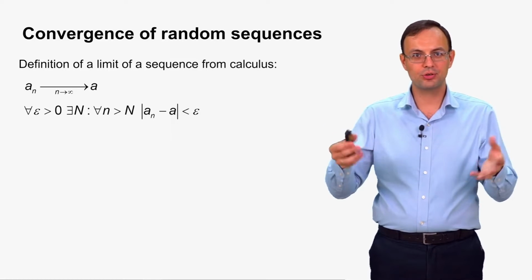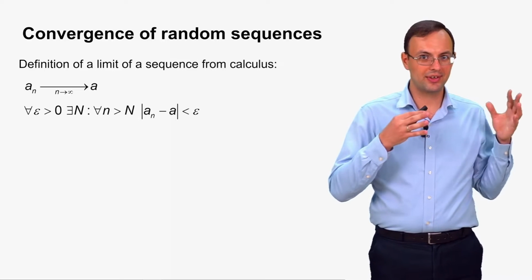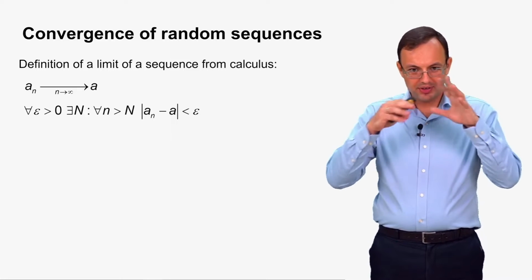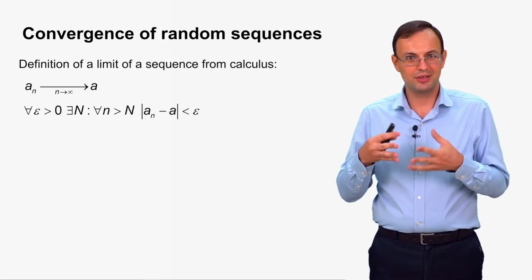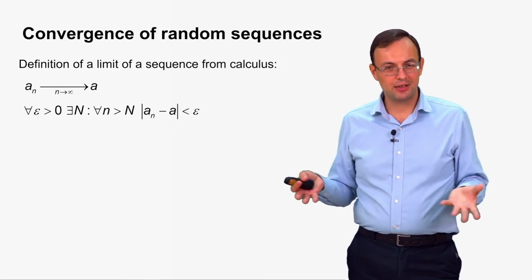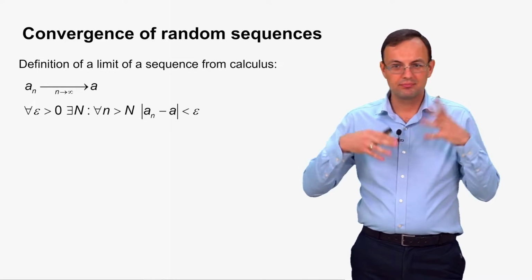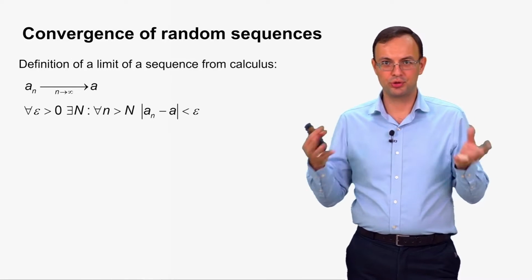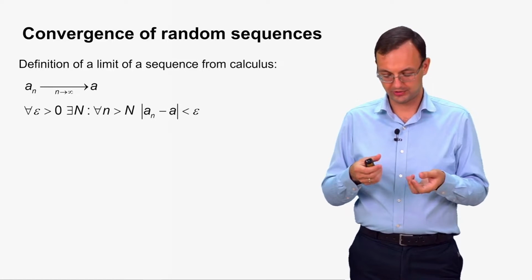This example shows us that convergence of a random sequence is not something imaginary, but something that exists in real life. So we need to describe this somehow. We need some mathematical definitions to show this. So how can we describe this situation?